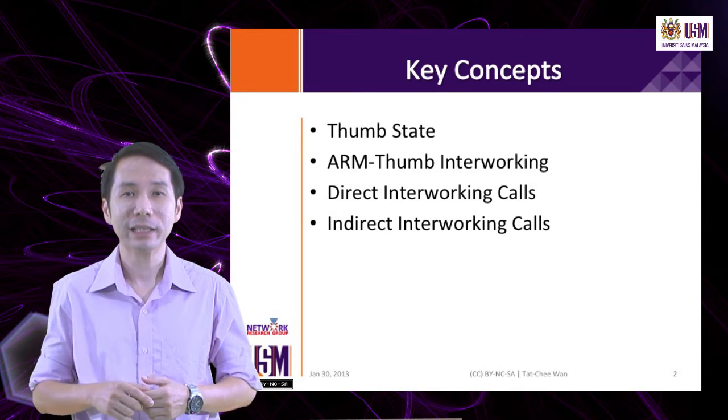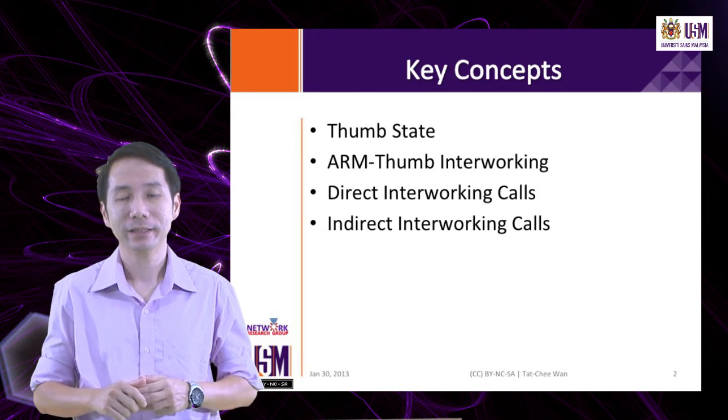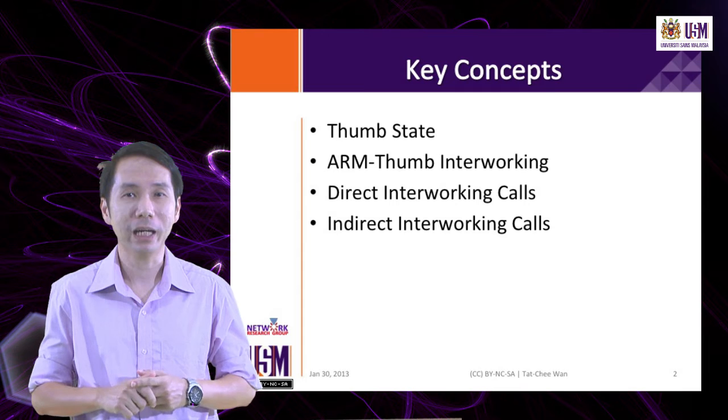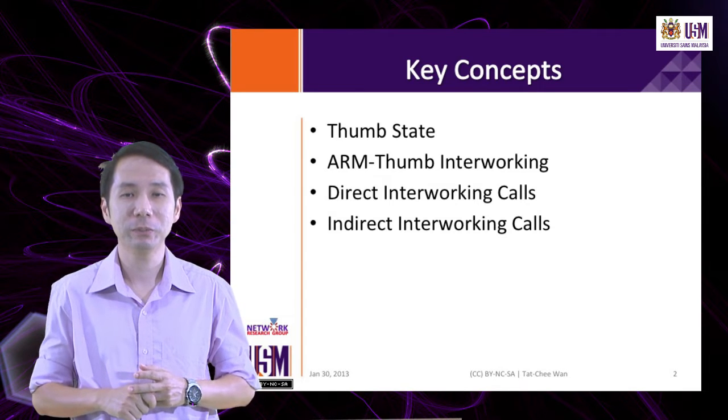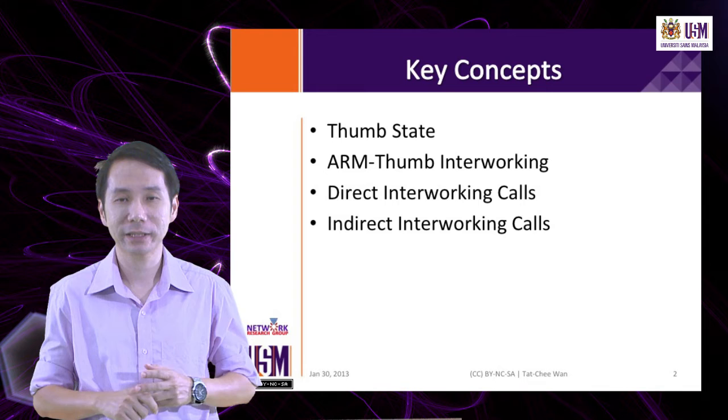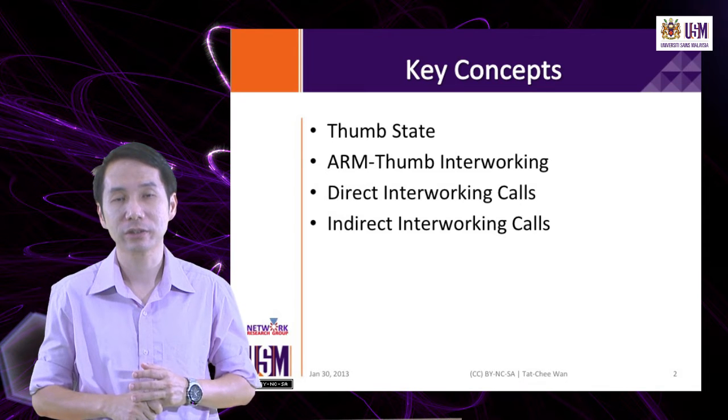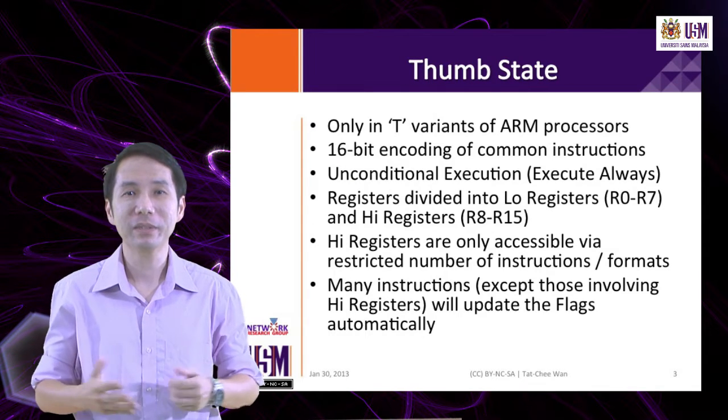First of all, what is thumb state? Secondly, how do we perform ARM and thumb interworking? And based on this, how do we perform direct interworking calls versus indirect interworking calls? Okay, what is thumb state?